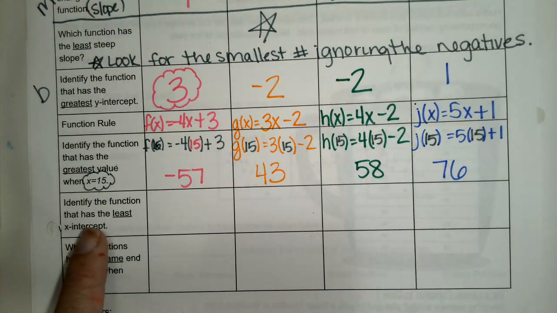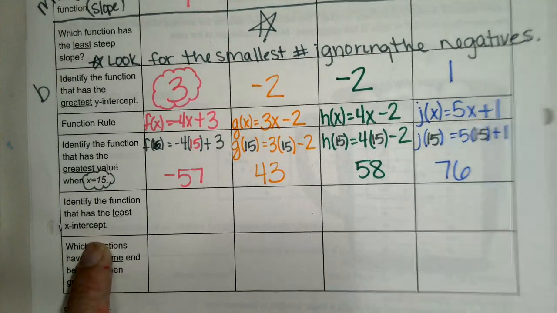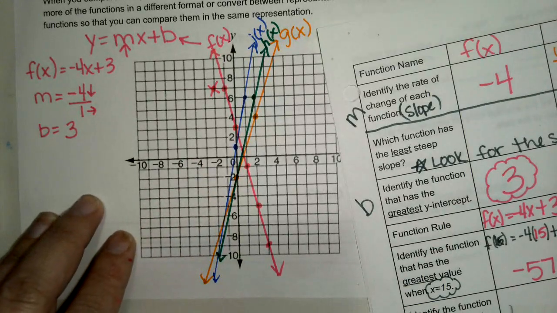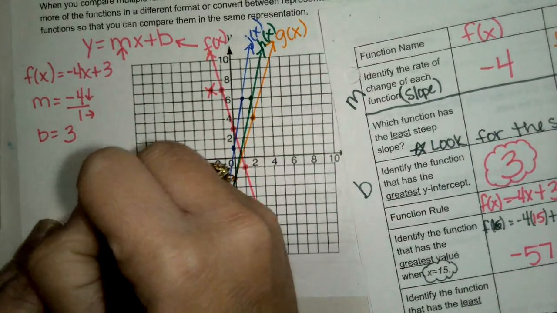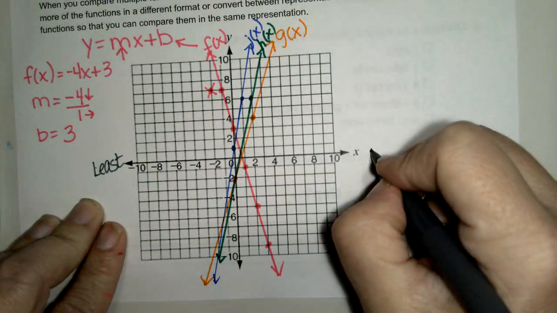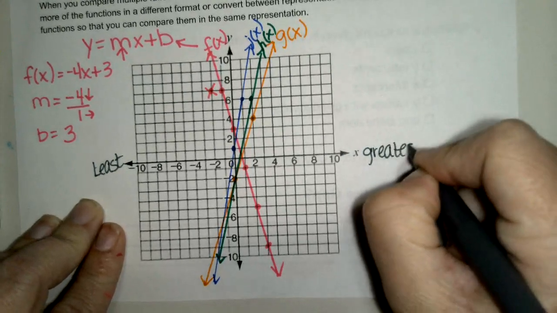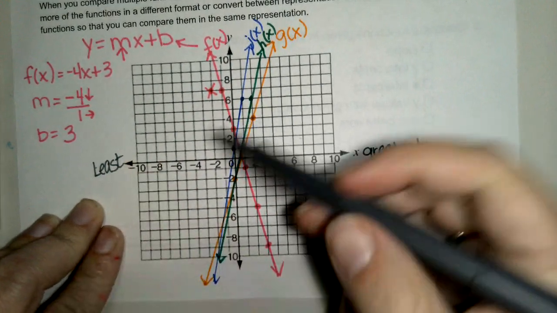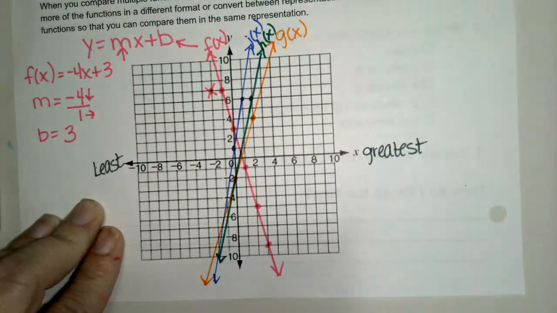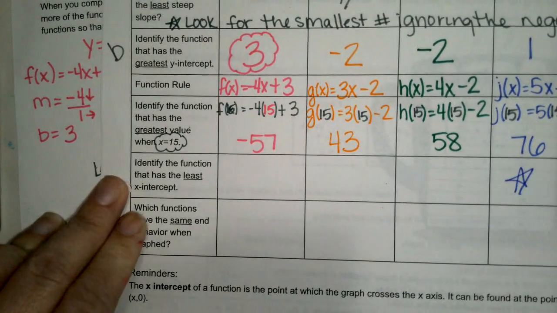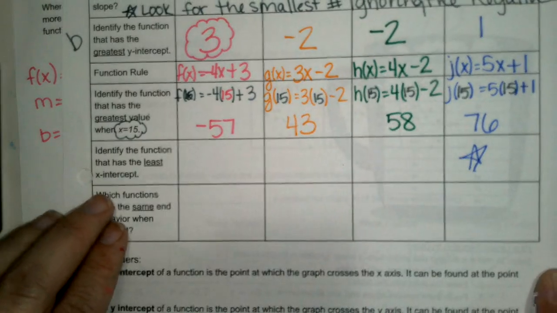Then it says identify the function that has the least x-intercept. So we could look back over here to see which one has the smallest x-intercept. So if I look on this line, the least number that crosses furthest this way and the greatest number would pass further this direction. So the thing that passes the furthest on this side is my blue function. That blue function is j of x. So j of x has the least x-intercept.